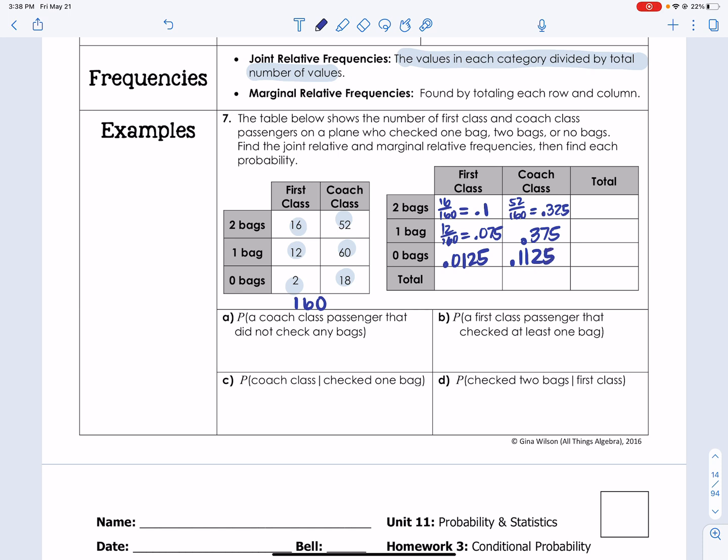So you're going to do that. Now, to do the total, you could do 16 plus 52, which is 68, divided by 160, which comes out as 0.425. But if you look, these two things added together are 0.425. So this row, I could just add. And so like this would be 0.45, this would be 0.125, this would be 0.1875, and this would be 0.8125.